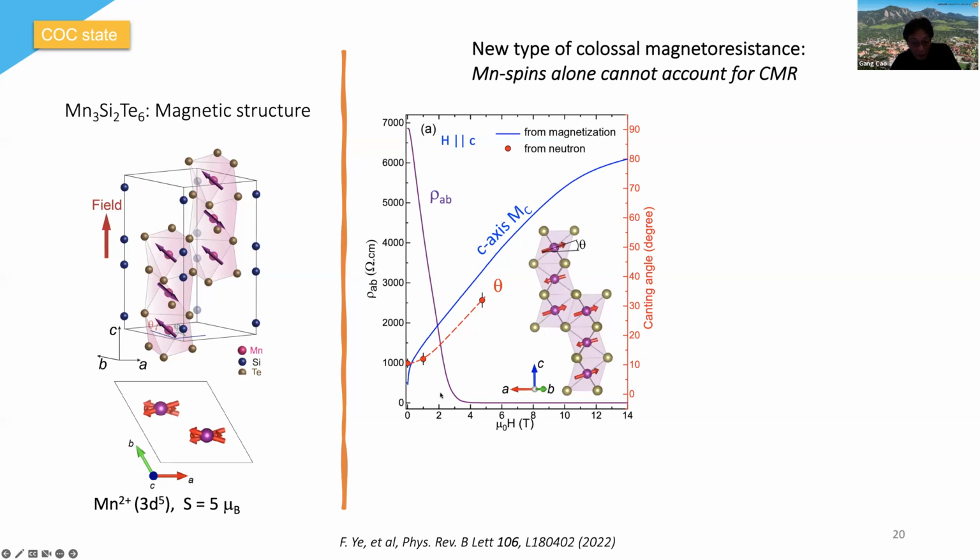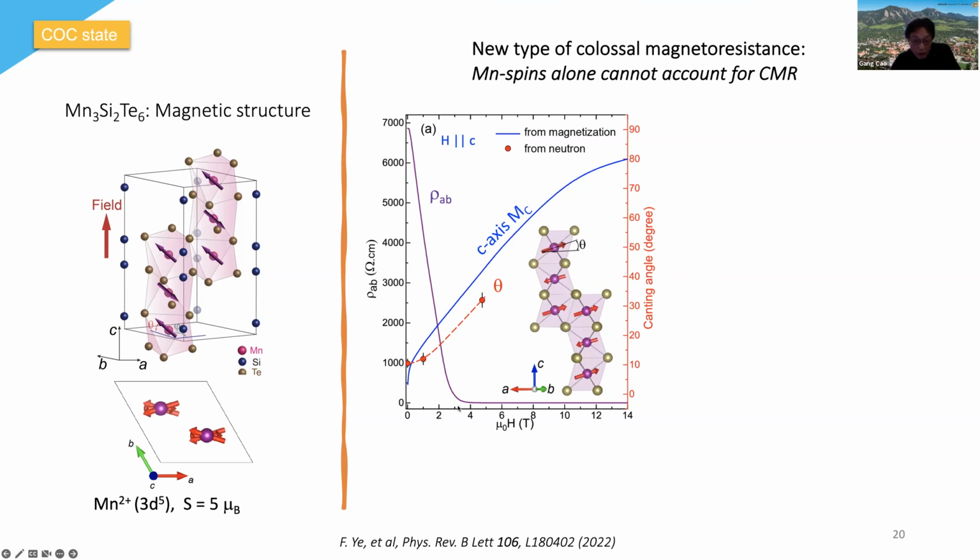The purple line is the resistivity, and the blue line is the C-axis magnetization, where the field is parallel to the C-axis. On the right-hand scale is theta, the canting angle, reflecting the change of the spin with the changing magnetic field. You can see that theta changes very slowly. In other words, theta as a function of the field is almost consistent with the changes of the magnetization around the C-axis.